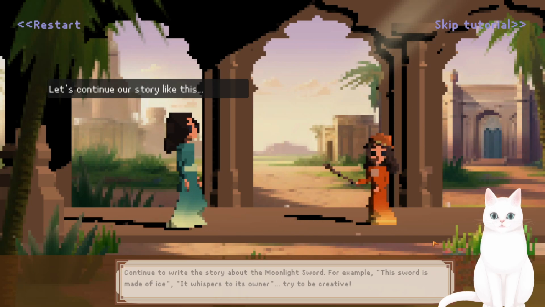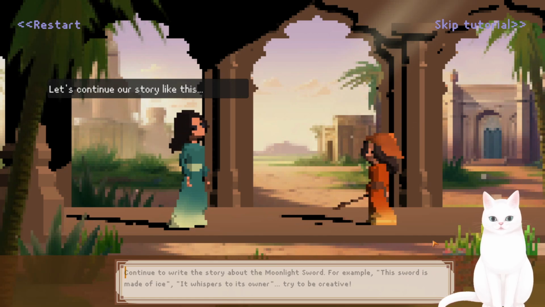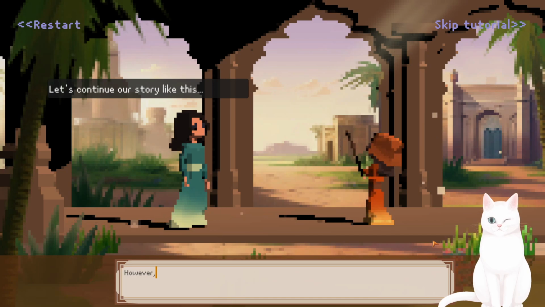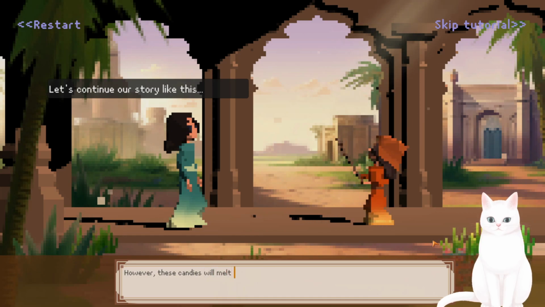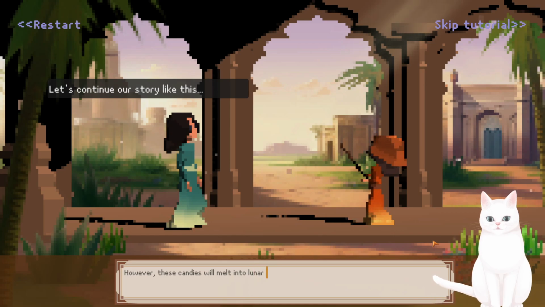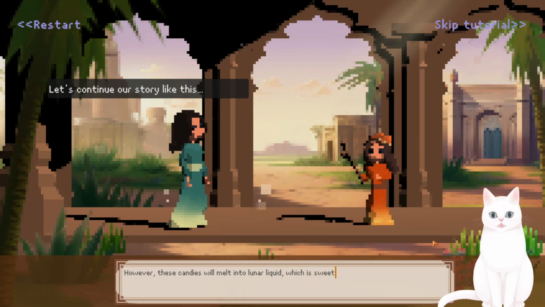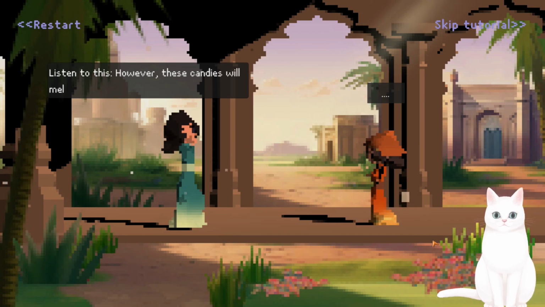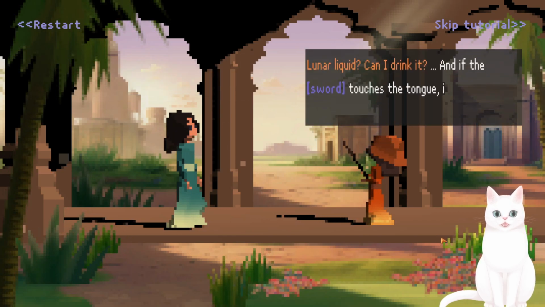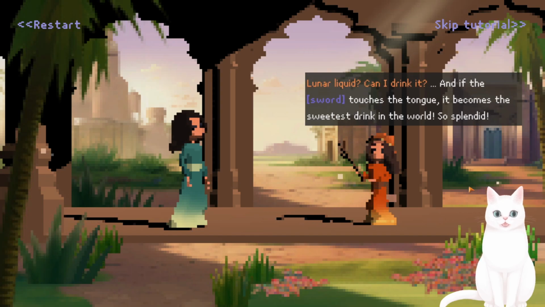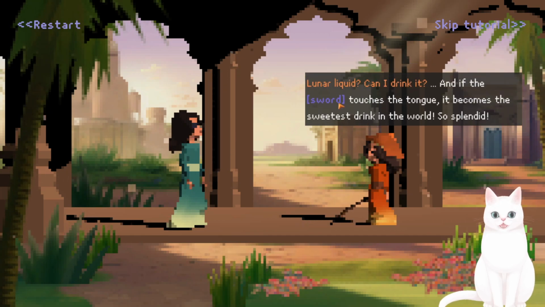So now you need to continue this story to engage her more. Let me think about this. However, this will melt into lunar liquid, which is sweet. Can I drink it? And if the sword touches the tongue, it becomes the sweetest drink in the world. So now she mentions something special here. I'll try to click that.